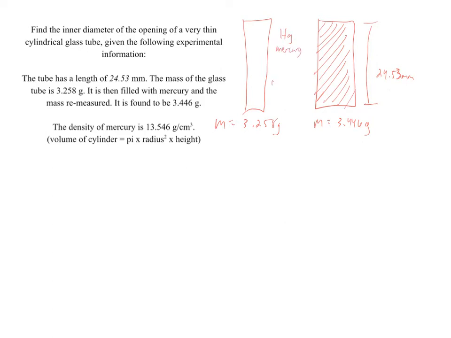Mercury's density, so density sub Hg, is 13.546 grams per cubic centimeter. Okay, so that's what we know so far. And we know the volume of the cylinder is pi r squared times the height. So now we have to figure out a plan.